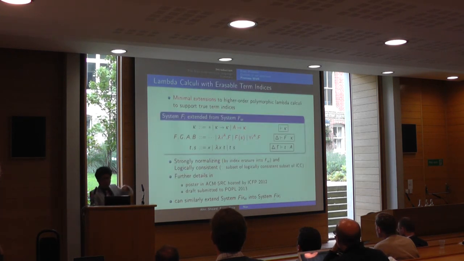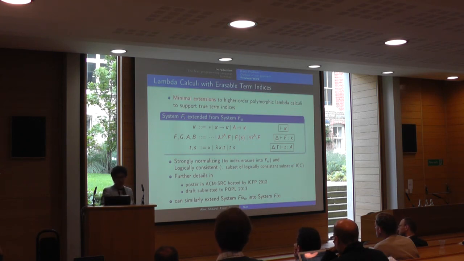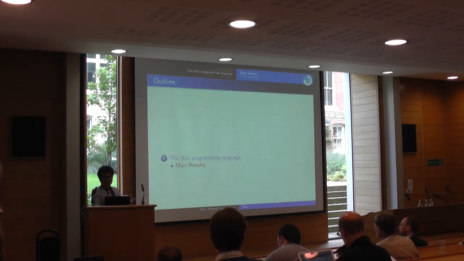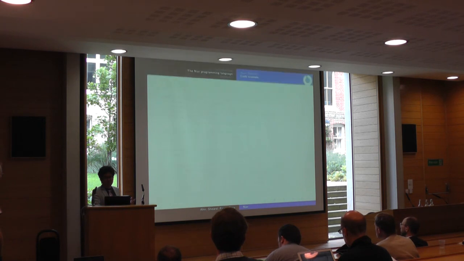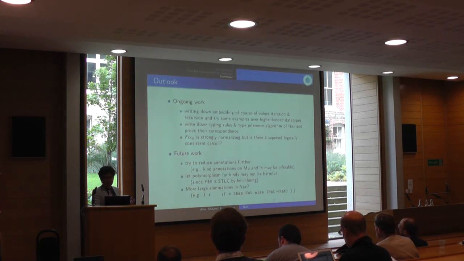So how we argue for strong normalization is that if you erase all these brackets and lambda i's, it becomes an F omega, so it's strongly normalizing, and it is also logically consistent because it is definitely a subset of a known logically consistent system. Yes. Okay. But I'm not sure if there is some kind of superset for Fixed omega or that. That is what I mean by ongoing work.